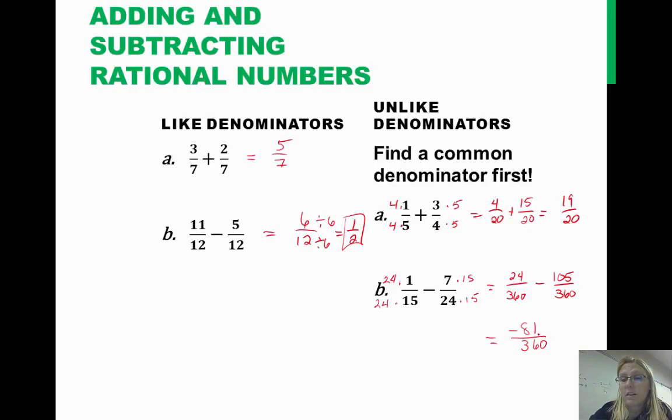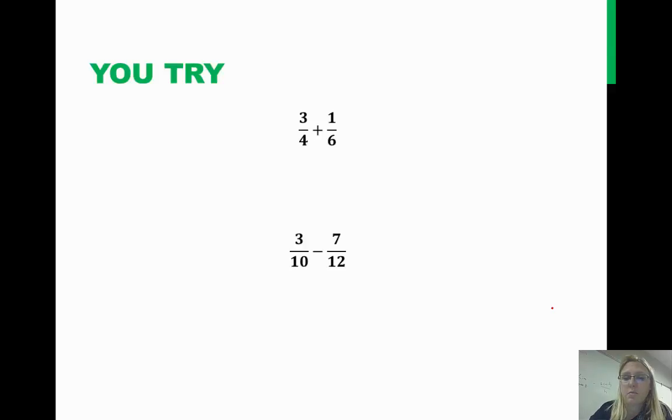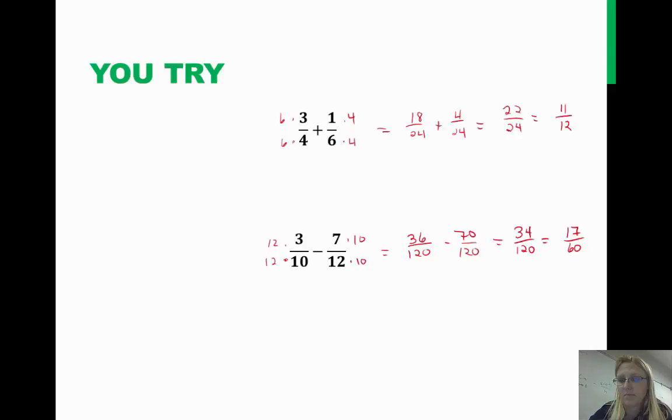Now, I know for a fact that 9 goes into both of these, so I can reduce it. So this will be a negative 9 over 40. And I believe that is as far as we can go. So it'll be negative 9/40. Pause the video, try this one. So my results in the first one was 11/12. The second one is 17/60.